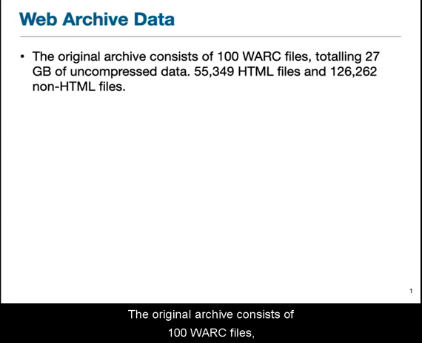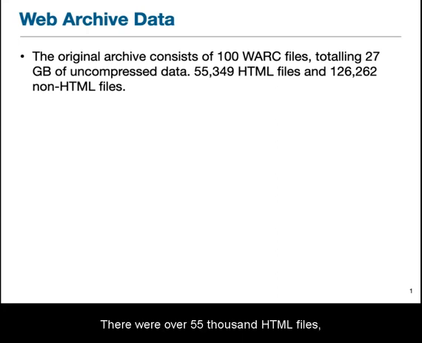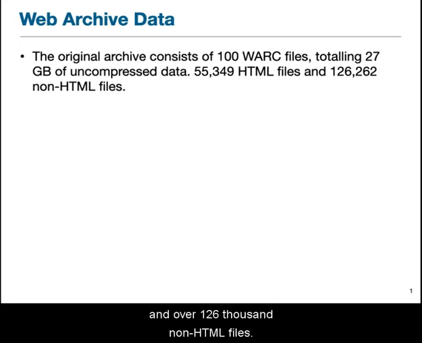The original archive consists of 100 work files totaling 27 gigabytes of uncompressed data. There were over 55,000 HTML files and over 126,000 non-HTML files. We focus on the HTML files, and our methodology involves processing these files using a number of steps.